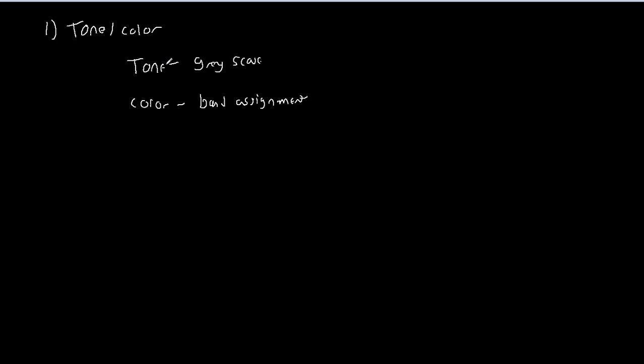We could have individual bands, we could have NDVI, or we could have different band assignments, right? We could do false color imagery, or color infrared being the most common. So tone or color is just the color of the object in the scene, or in the image, I should say. So let's go ahead and look at some examples here.